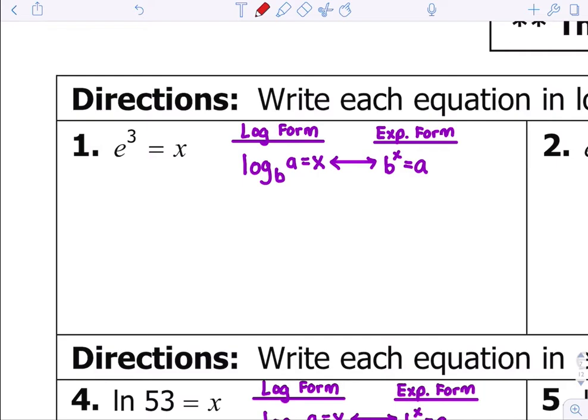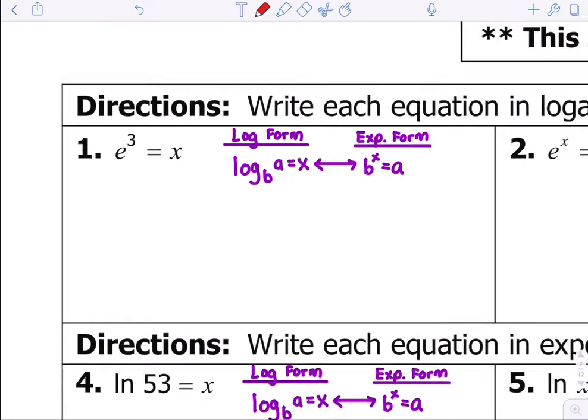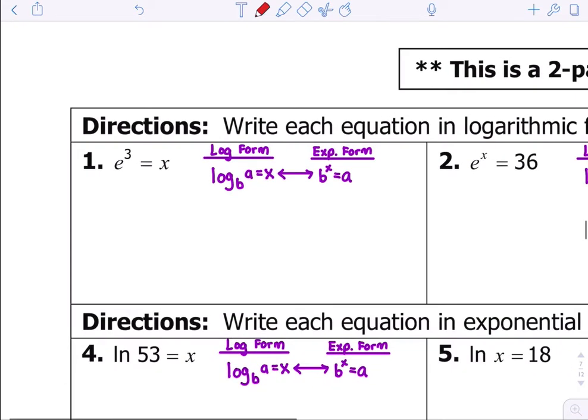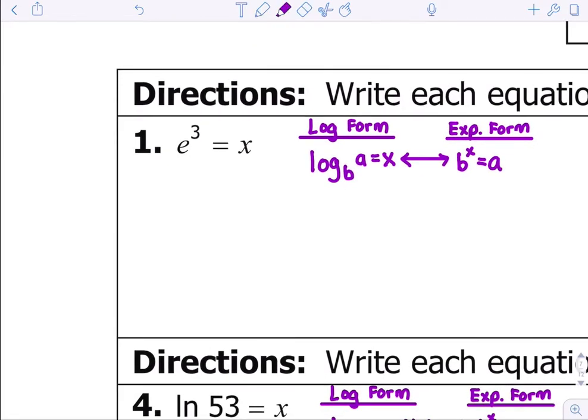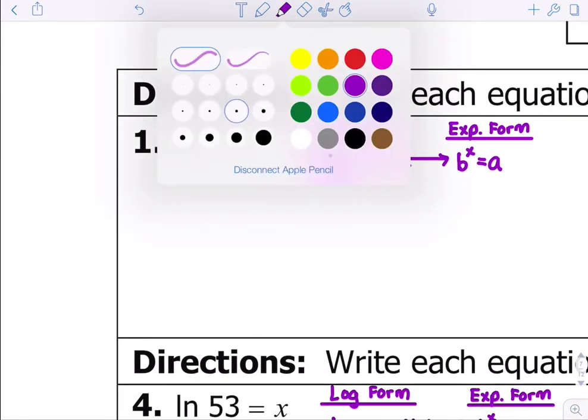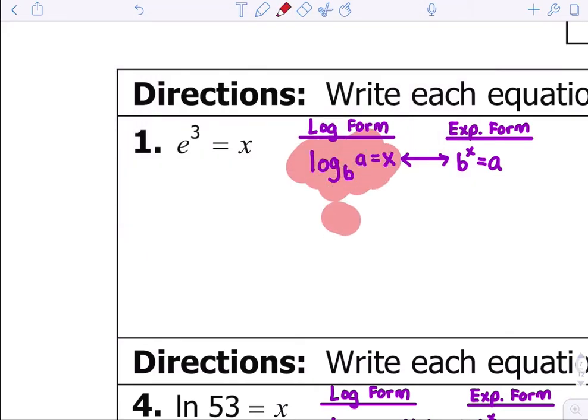Basically, here is exponential form, and now we just want to make it into log form. So we are going from exponential form to log form. I'm just going to write down my b's and a's.